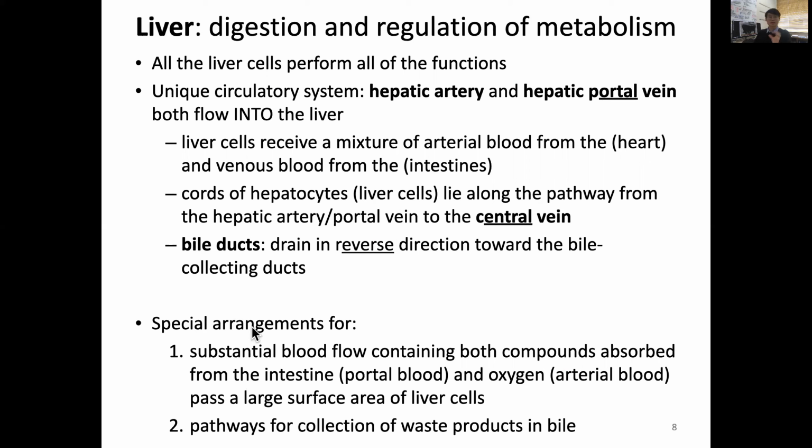So these special arrangements are in fact realized in the liver. And that's why it's not very easy to reproduce this in an artificial organ. We have to understand this thoroughly enough to engineer and create a similar one which can function as an artificial organ. So substantial blood flow containing both compounds absorbed from the intestine, which we call portal blood, and oxygen from arterial blood from the heart pass a large surface area of the liver, with a pathway for collection of waste products and bile.